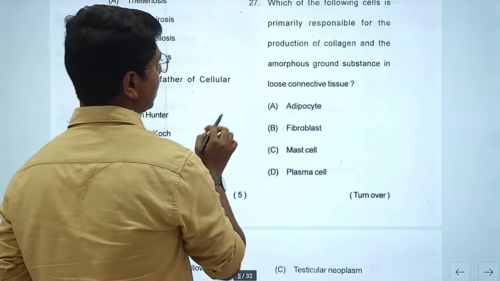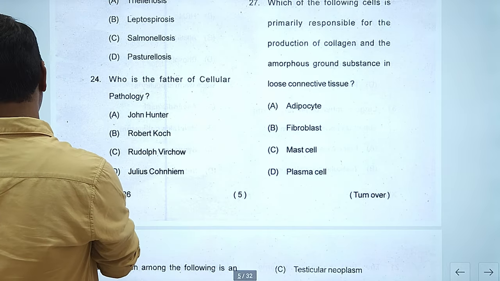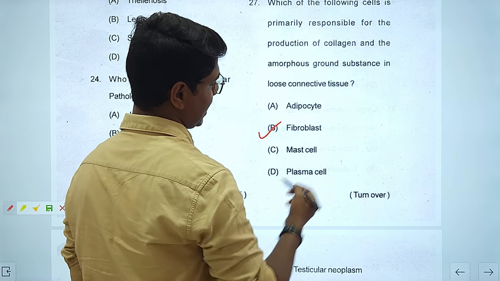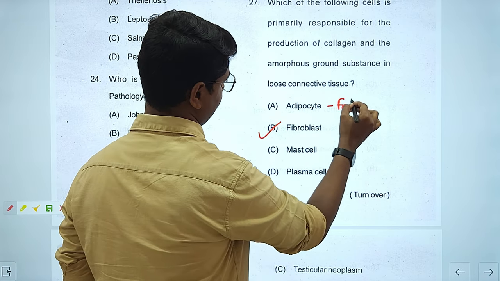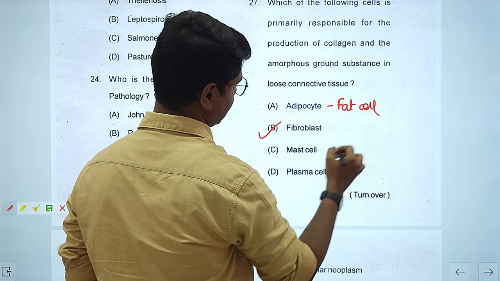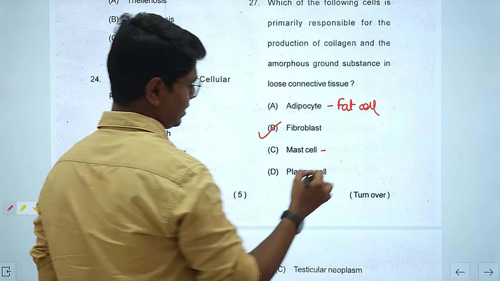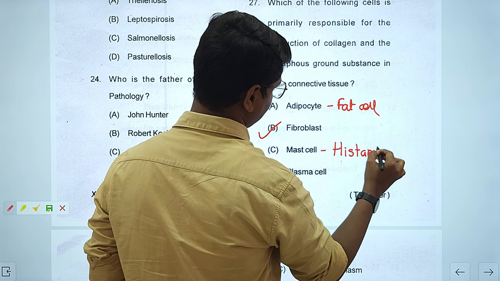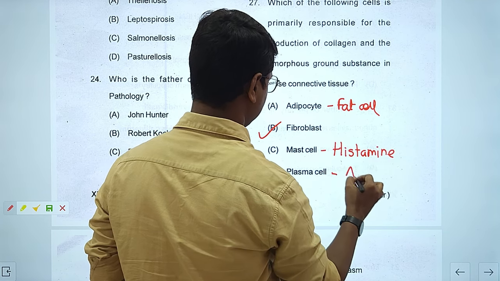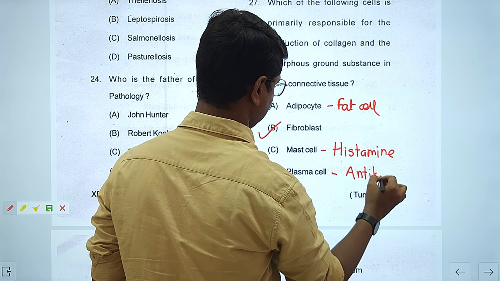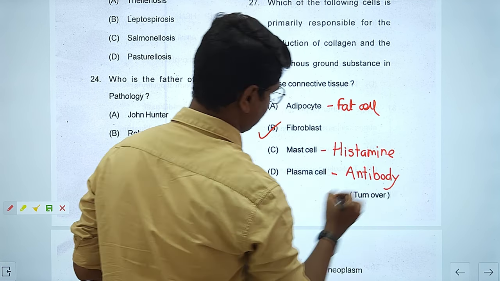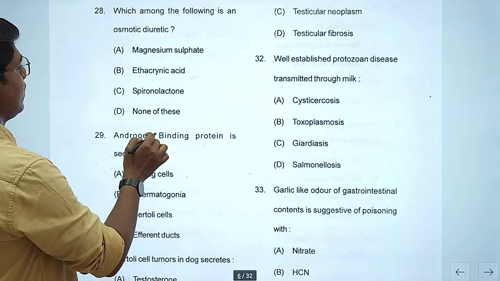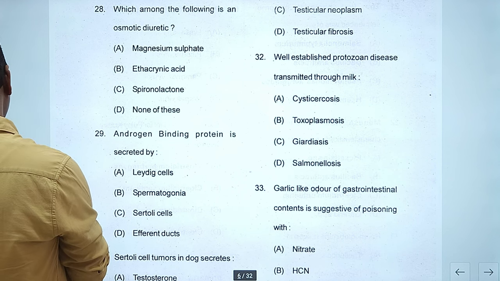Which of the following cells is primarily responsible for the production of collagen and the amorphous ground substance? The answer is fibroblast. Adipocyte is basically a fat cell. Mast cell secretes many chemicals, among them histamine. Plasma cell secretes antibody.